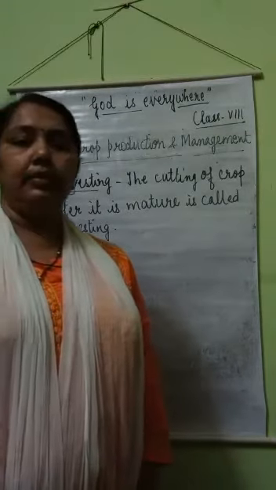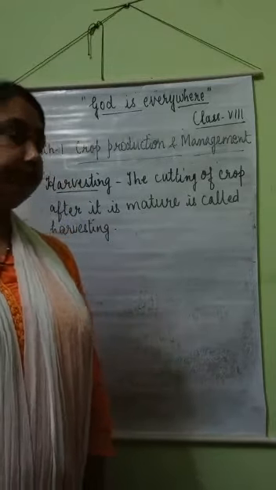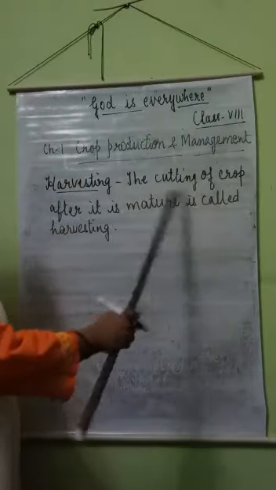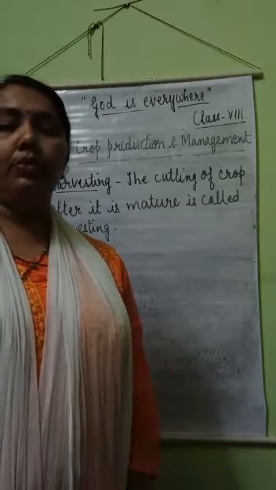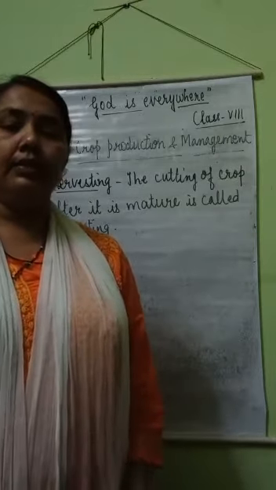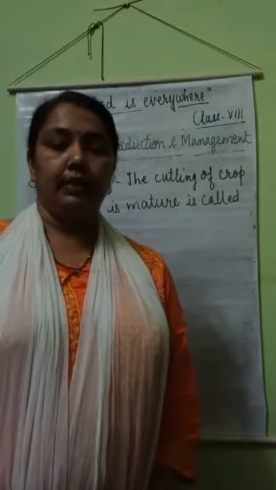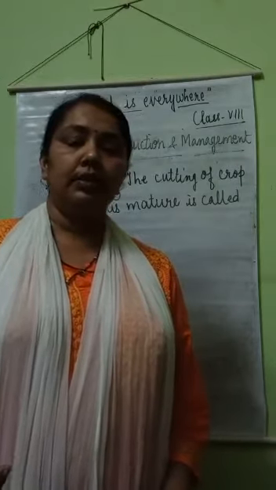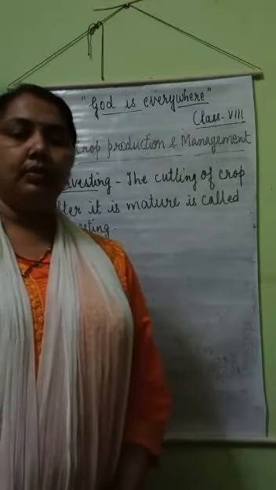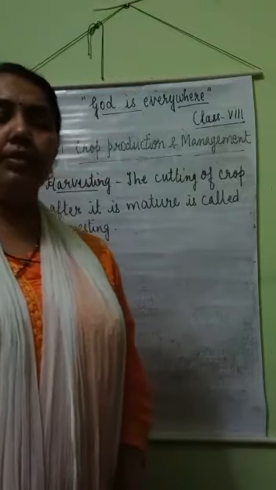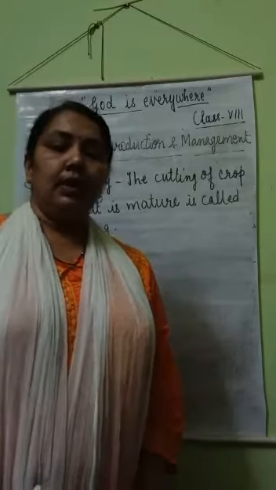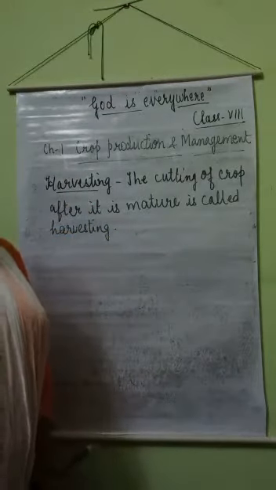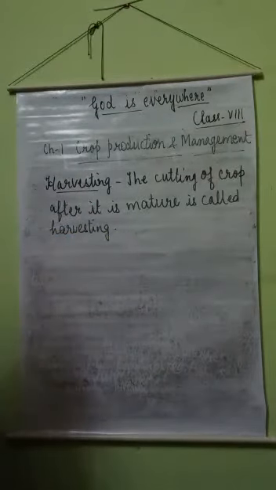Now, next step is harvesting. The cutting of crops after they are mature is called harvesting. When crops mature, farmers cut them. This process is called harvesting. In this process, they cut the crops about 2 to 3 inches above, or near the ground. This process is done manually or by machine.